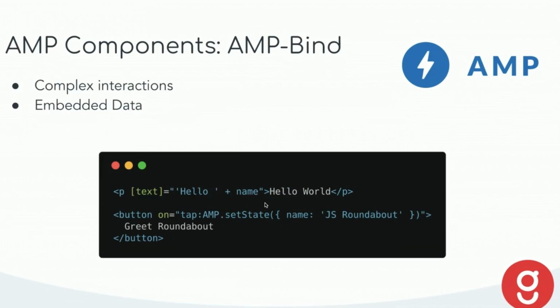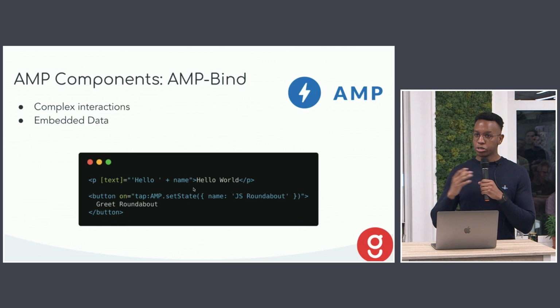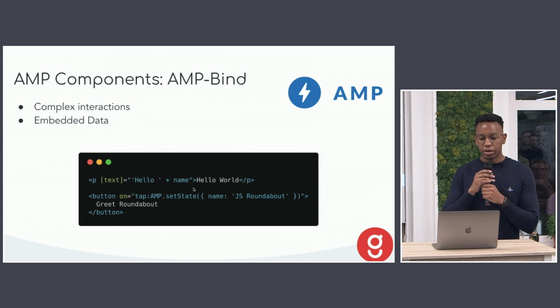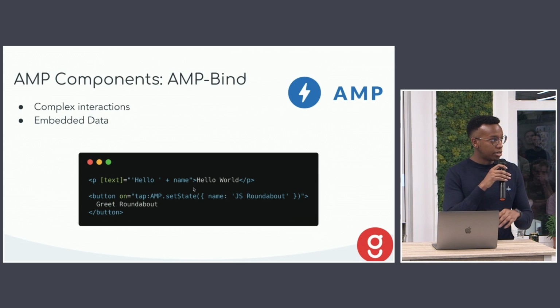Similarly, AMP bind is the way that we do dynamic interactions within AMP. So when the page loads, you embed the data that you want dynamic on the page. So for example, if I had an e-commerce site, I would embed the data of the product and all of its variants within the page, and then I would provide some buttons to allow people to maybe change the quantity, and then the price would update on the fly using AMP bind. You can bind variables and do a bit of custom JavaScript within that.